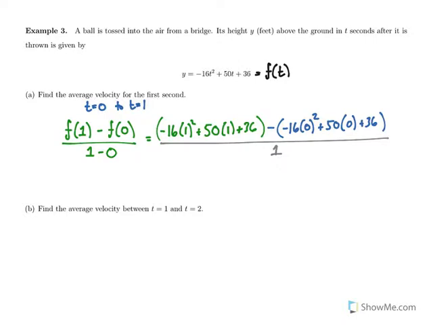So simplifying everything here, we have a negative 16 plus 50 plus 36, and we have minus 36 here. We'll cancel out the 36's. We have negative 16 plus 50, which is going to give us a total of 34 feet per second.